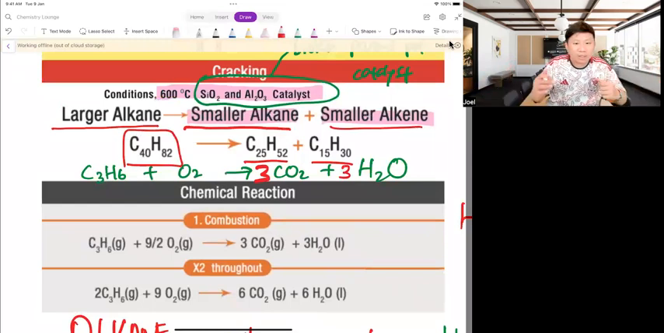Odd number, how? I teach you. 9 over 2, can? It's like math, right? 9 over 2. At A level, you are supposed to do it this way, but O level cannot. So can we multiply by 2 throughout? Multiply by 2 throughout, can? So you end up with this: 2, 9, 6, 6. You understand?